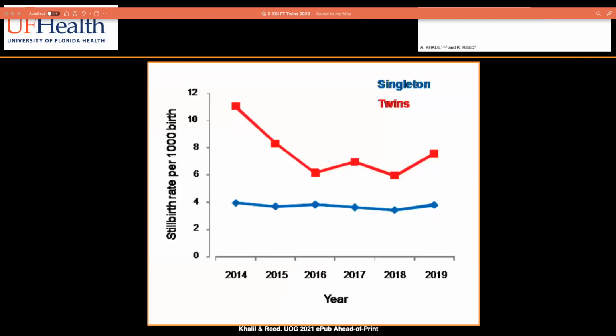And if you look at deaths in twins as well and stillbirths, you will see that in singletons, it's been quite steady, but in twins, it started much higher. We've kind of stabilized a little bit, but it's still much higher than in singletons.